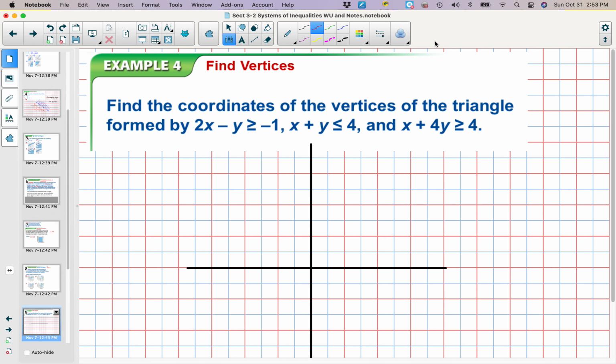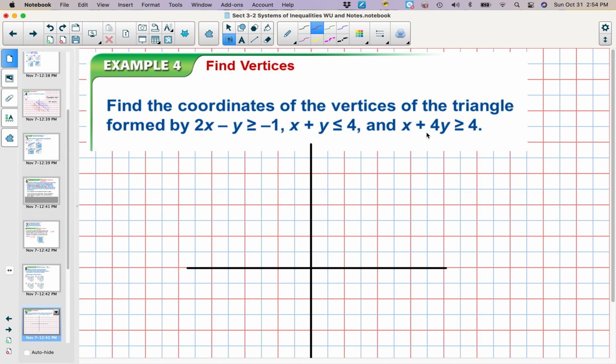Still working on graphing linear inequalities, but these are going to be a little different because when we graph them, and notice that I've got 3 of them to graph here, we're going to find that we get some shapes. In this first one, a triangle, and we're actually going to be looking for some more information than just graphing the region.